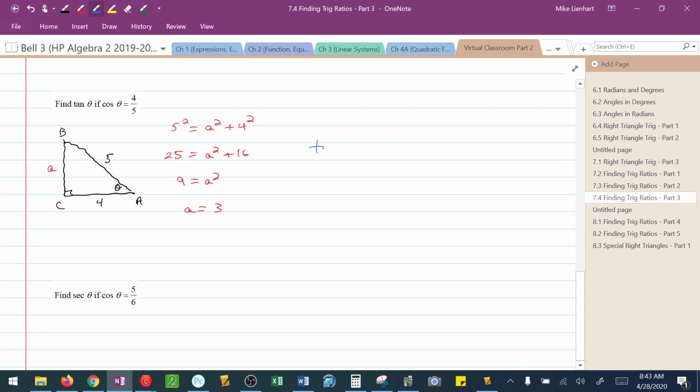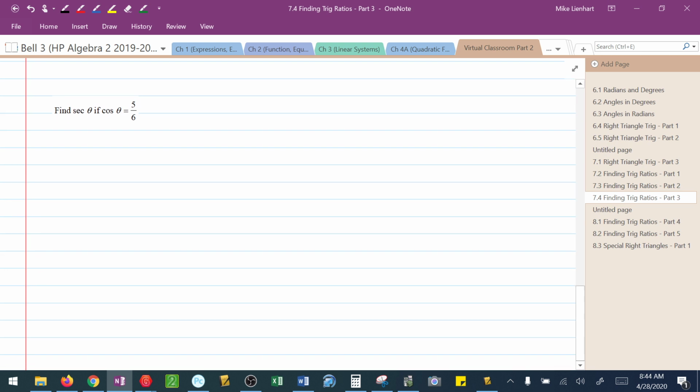So Pythagorean theorem, I've got 5 squared equals A squared plus 4 squared, or 25 equals A squared plus 16. Subtract 16, 9 is A squared, so I can determine that A is 3. I'm ready to find the tangent of theta, and the tangent of theta would be opposite over adjacent, or 3 over 4. I'm done. Let's try one more like this. Okay, let's draw my right triangle here. Call it ABC. And we said that we were going to make A theta. So the cosine of theta is 5 over 6.